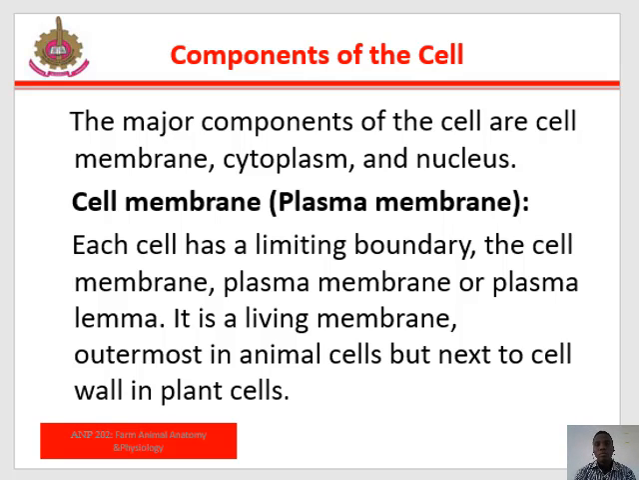The major components of the cell are the cell membrane, cytoplasm, and nucleus. Talking about the cell membrane, each cell has a limiting boundary: the cell membrane, plasma membrane, or plasmalemma. It is a living membrane, outermost in the animal cell but next to the cell wall in plant cells.